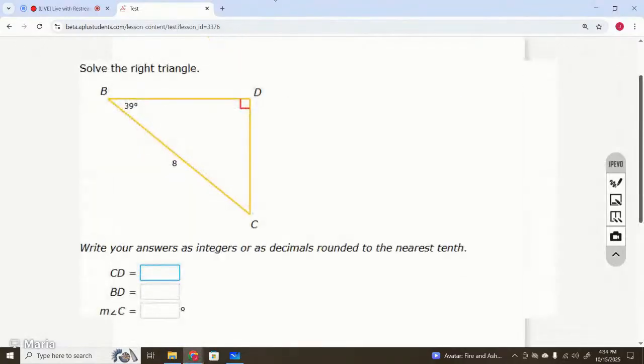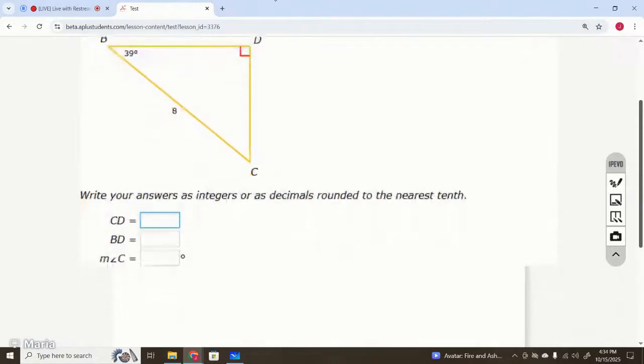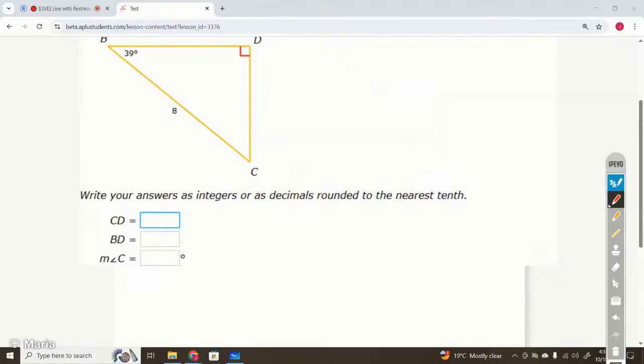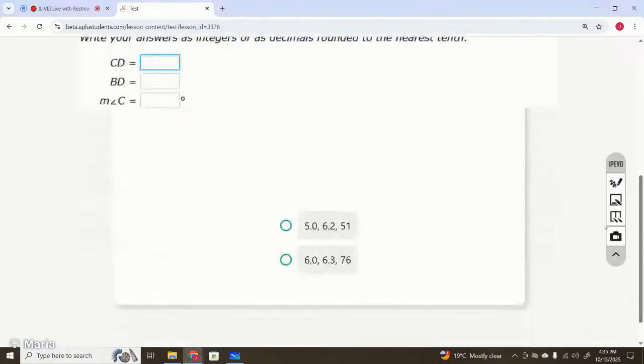Okay, let's just start with the angle first, right? The sum of the angles in a triangle must be 180. You are given one angle of 90 and the other 39. So 90 plus 39 is 129. So 180 minus 129 is 51 degrees. So angle C equals 51 degrees. Let's see if we are given the angle. Yes, 51, option number 1.